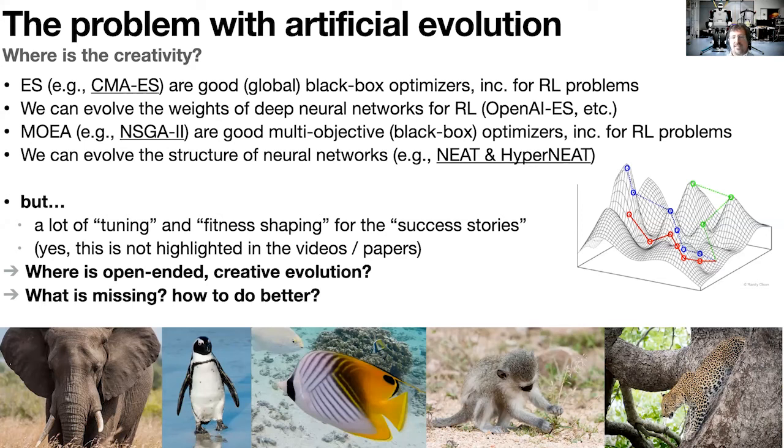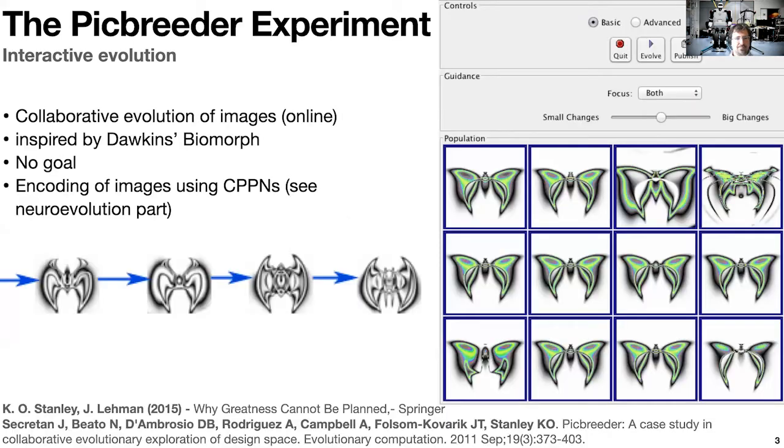So that suggests that there is something missing from artificial evolution, some key component that is in nature and that we don't see in all these simplified models of evolution. Things like evolution strategies are very useful as optimizers, but is evolution essentially only about optimizing? How does evolution get all this crazy creativity?